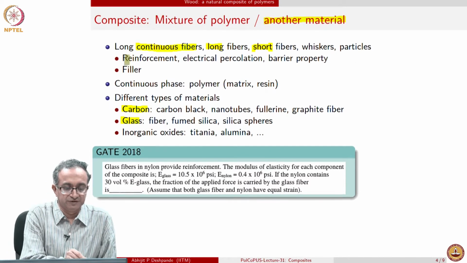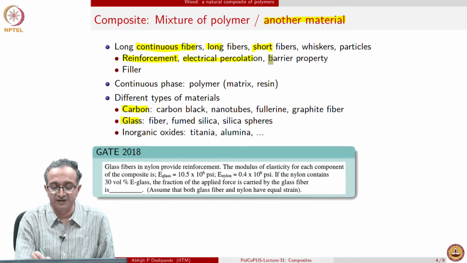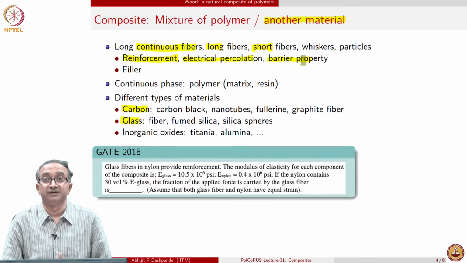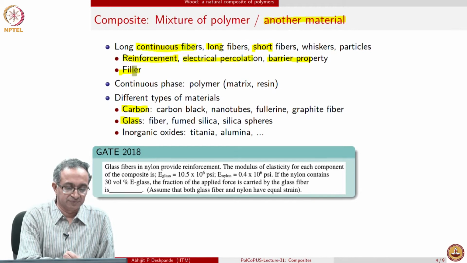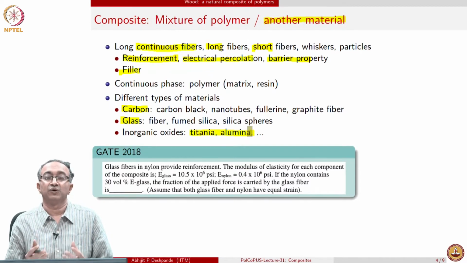And of course, the purpose of these reinforcements, in terms of mechanical properties, it could be in terms of providing electrical conductivity. It could also act as a barrier property to diffusion. So especially in packaging and several applications like that, where diffusion of small molecules is important, composites serve a very important role of improving barrier properties. And sometimes it can just be to reduce costs, and we usually refer to these other materials as fillers. We also have mineral fillers, titania, alumina, depending on the application. Many of these are also used.